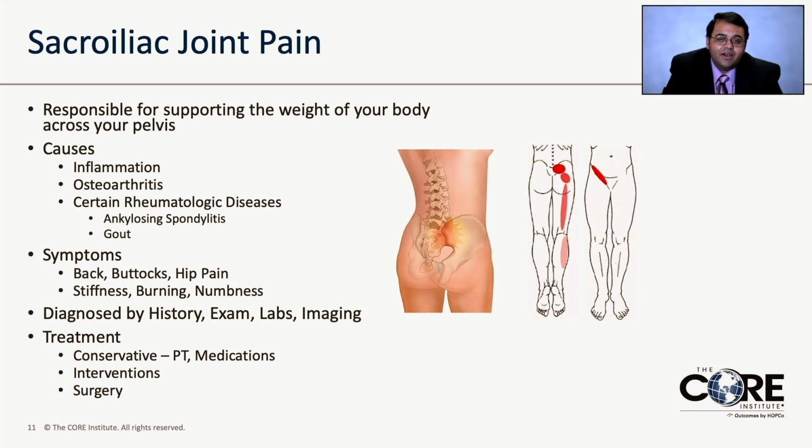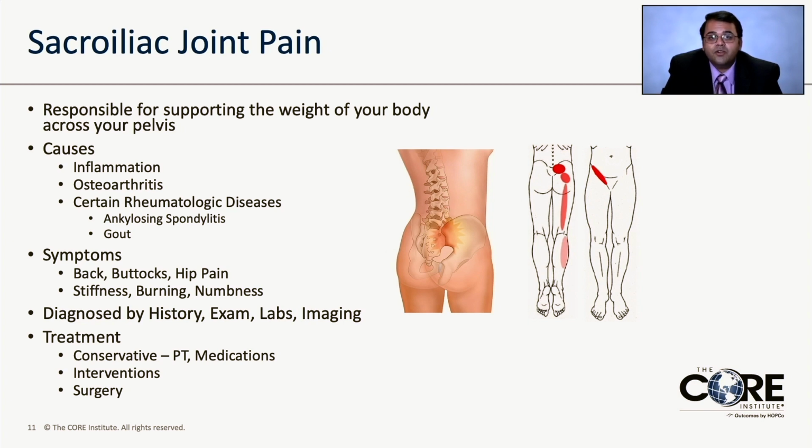Typically, when it starts radiating down, it can actually get less and less intense. The back is the worst part of it. It doesn't always go to the groin, but it is possible that it can go there. Causes of this are just, something happened, something triggered it, causing inflammation in that area. It could be related to arthritic changes. Rheumatologic diseases like ankylosing spondylitis or gout can also cause it.